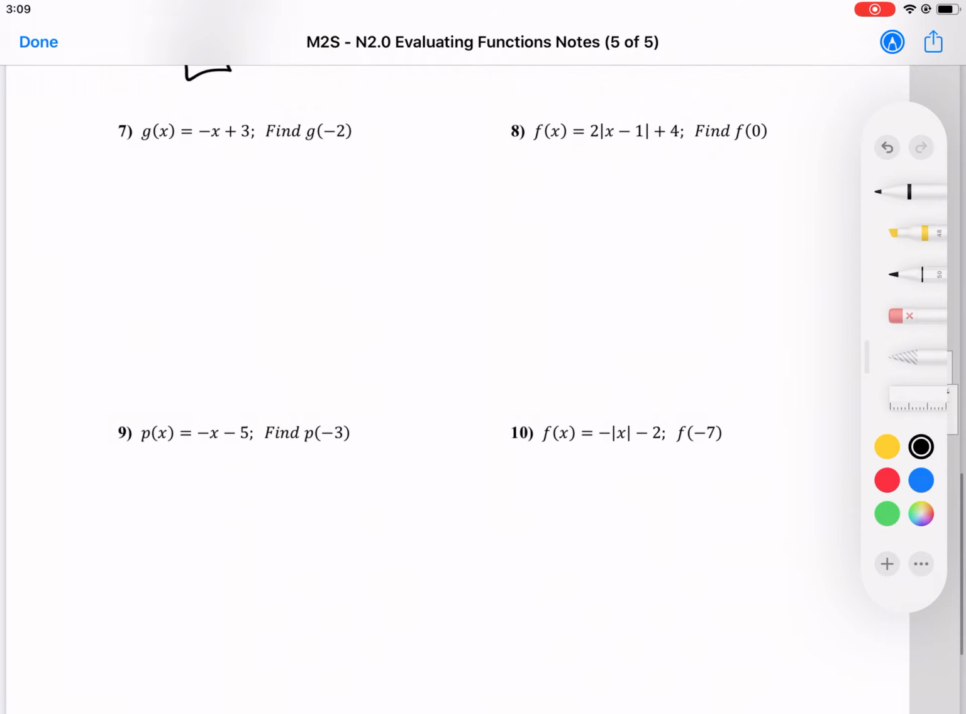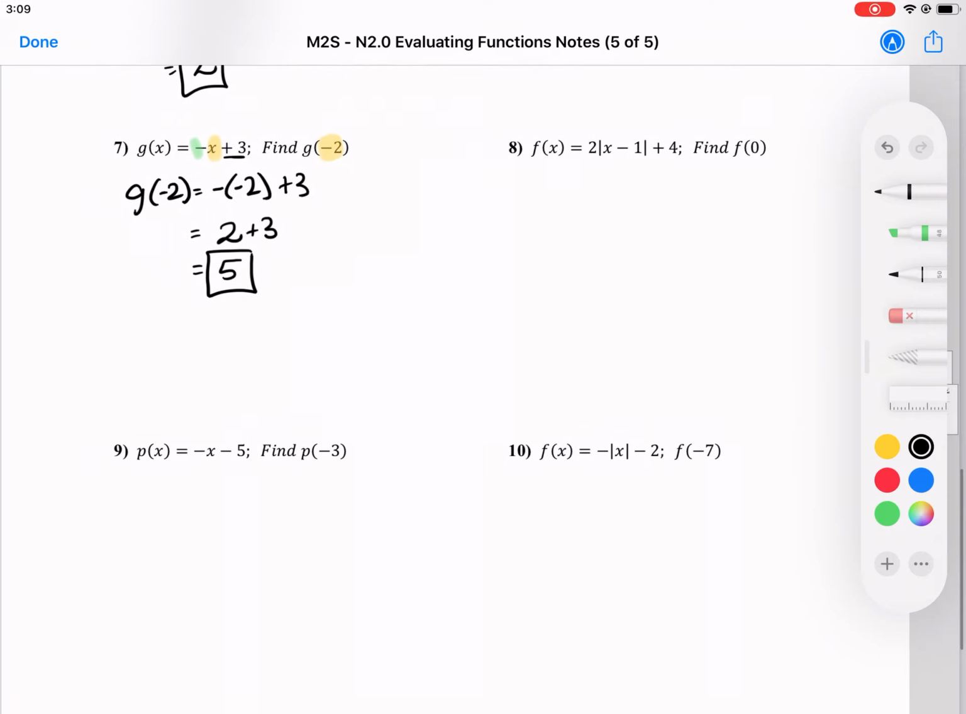All right, let's do the next one. So we are going to this time put a negative 2 in for x. So once again, g of negative 2 would be a negative of a negative 2, because you have to remember the negative in front as well, and then plus 3. So a negative of a negative is a positive, so positive 2 plus 3, which is 5. Don't worry, we'll practice that again.